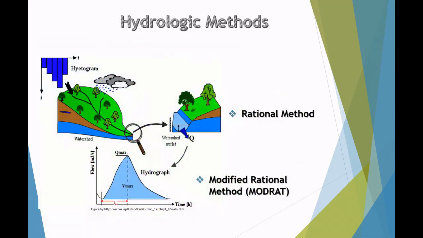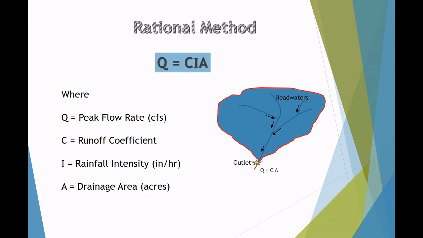There are different hydrologic methods to perform hydrology studies and to calculate surface runoff flow rates. The most commonly used in the county are the rational method and the modified rational method. In the rational method, the surface flow rate is calculated by Q equals CIA. Q is the peak flow rate, C is the runoff coefficient, I is the rainfall intensity, and A is the drainage area.